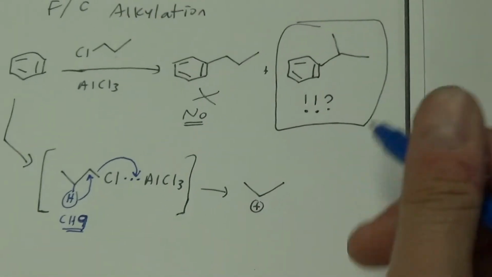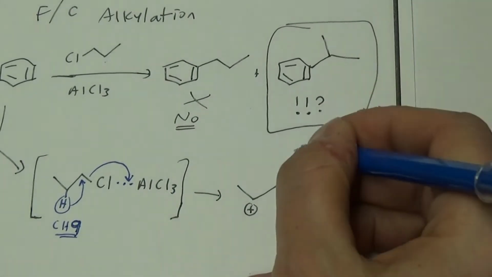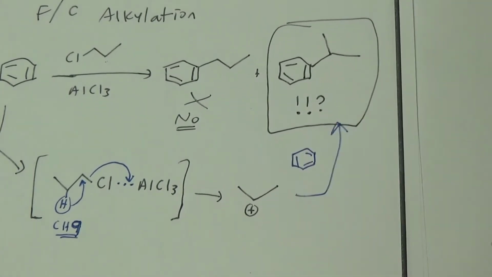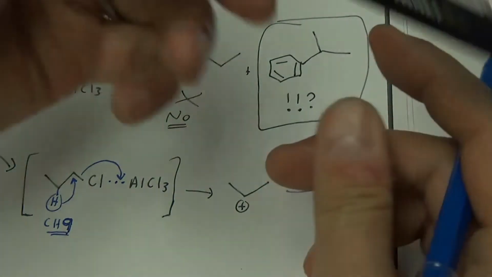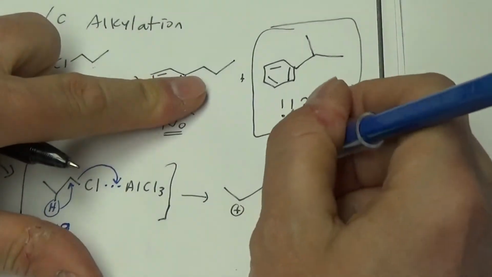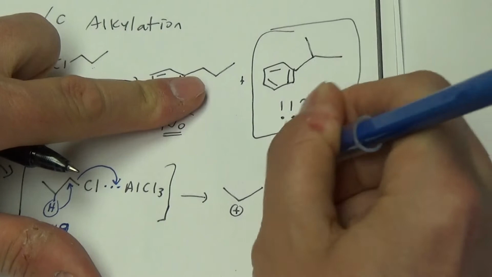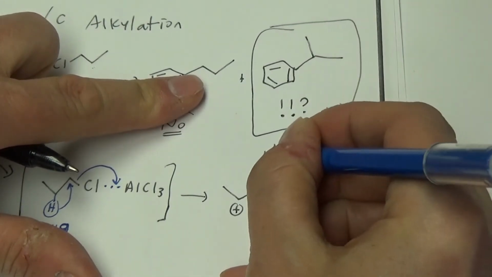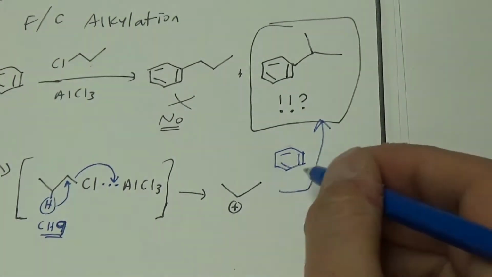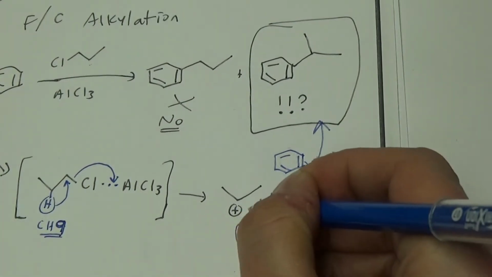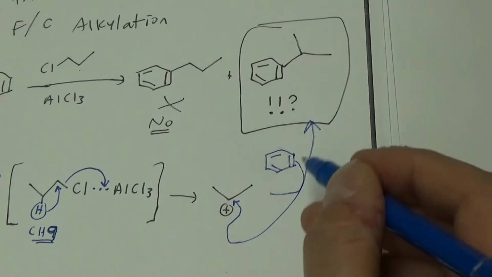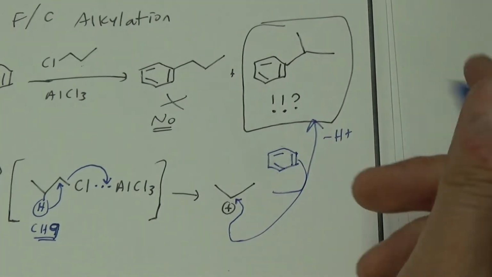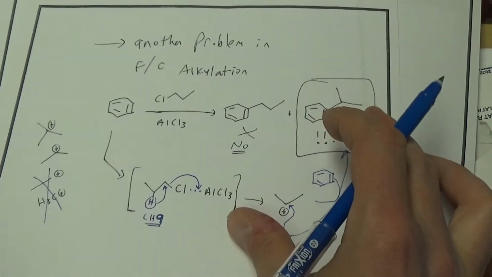At this point, I'm going to abbreviate this. It's the same thing as always. Benzene attacks. Let's draw the benzene in the right consistent configuration. Double bond attacks. And then we have a second step, minus proton, and you get the isopropyl benzene. Okay? So, this is a problem.